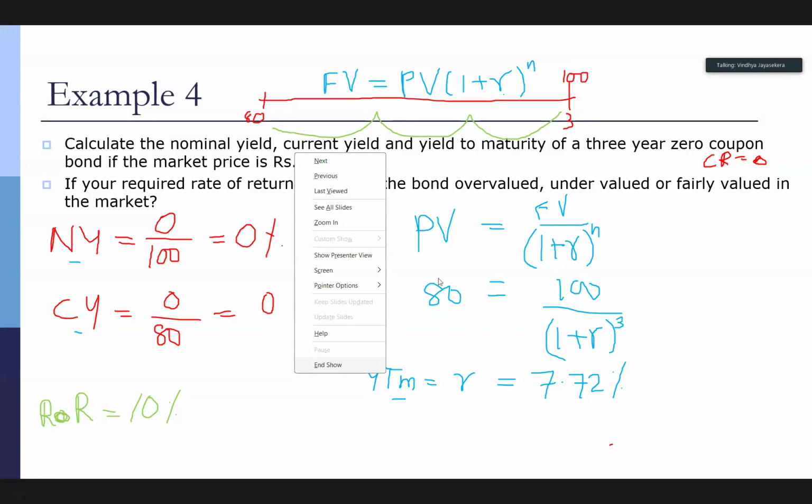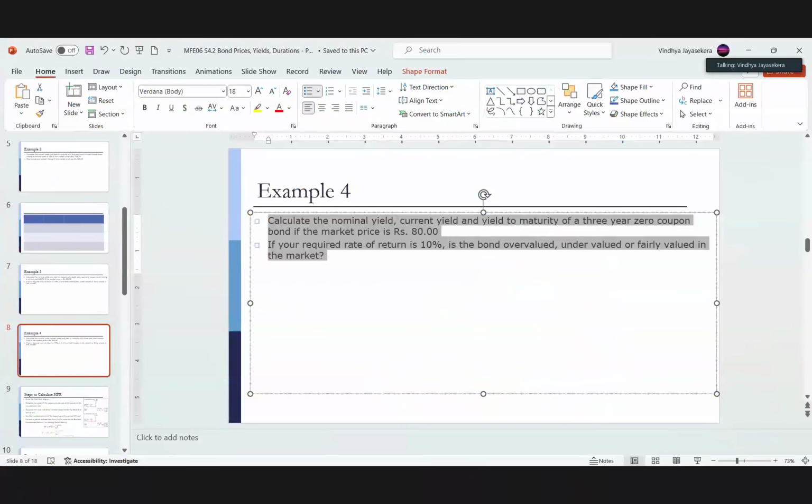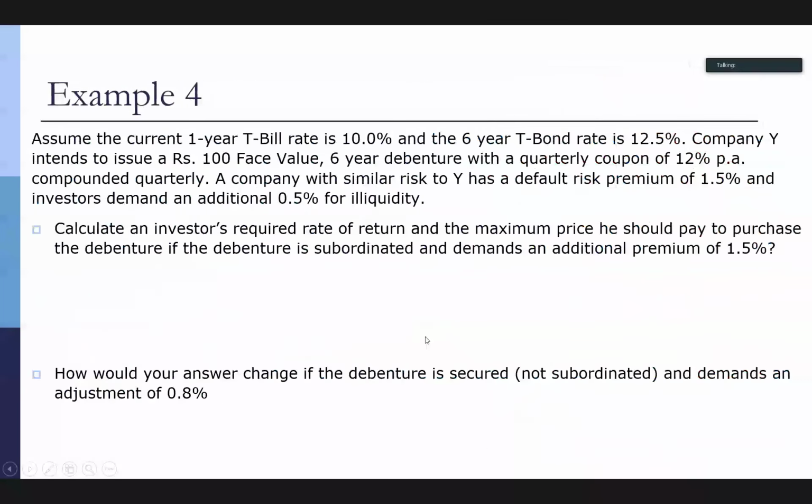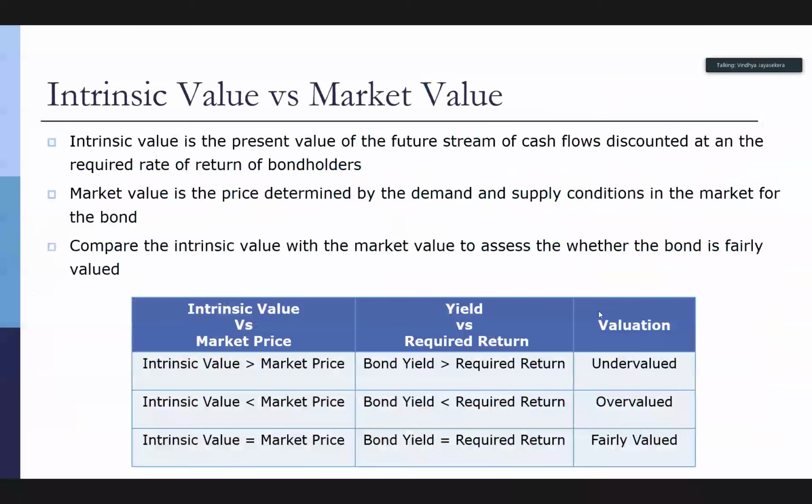Right. So just before we take the break, let me show that to you. Remember I said we'll come back to it in part 1. Remember in part 1, bond prices, this table, we said we'll come back to it, where we looked at intrinsic value versus market price, and we left this middle part. This is essentially what we were talking about right now.